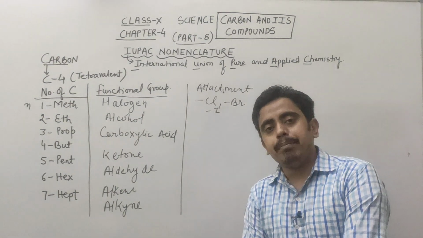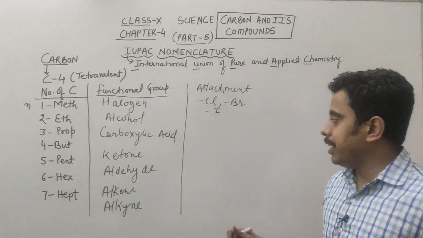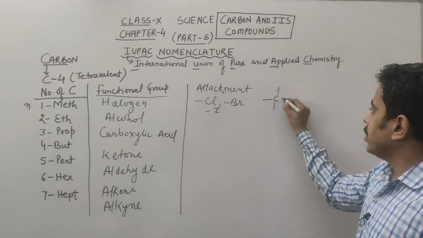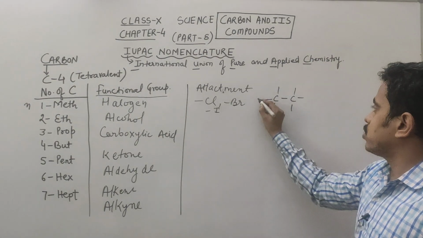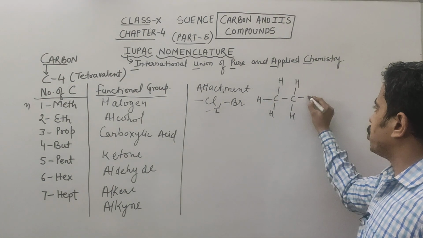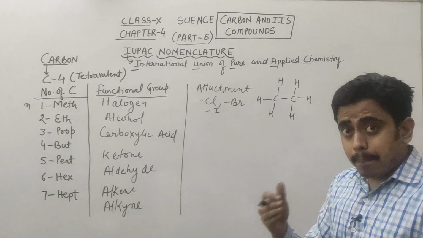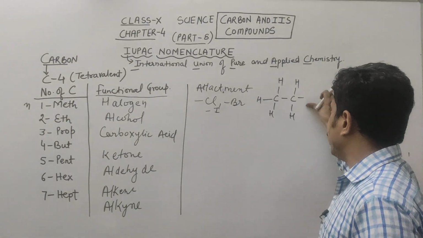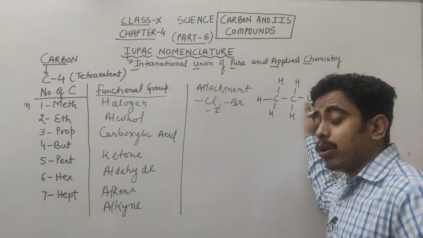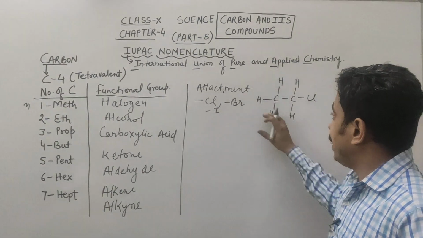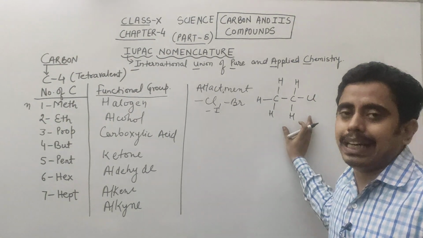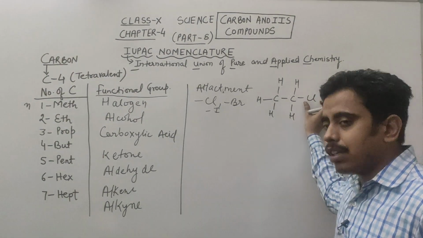And then how will we name them? Let's see one example. This is the hydrocarbon. All the valencies of the carbon are completed with hydrogen. If one hydrogen is replaced by chlorine, then due to this chlorine atom, the properties of this complete compound are completely changed, all the physical and all the chemical properties. So this is the functional group.